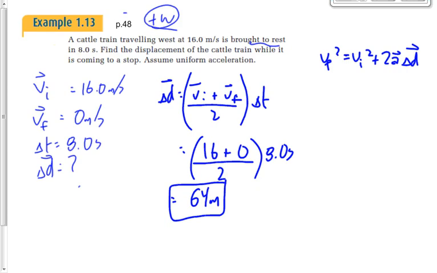Okay, we've got VF, we've got VI, we don't have A, and we don't have D. Are we able to solve for D using that equation? And we can't because we have two unknowns. Did we get the wrong answer? No. We just have two unknowns, so we don't get an answer.